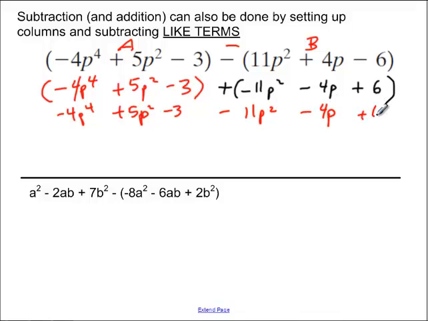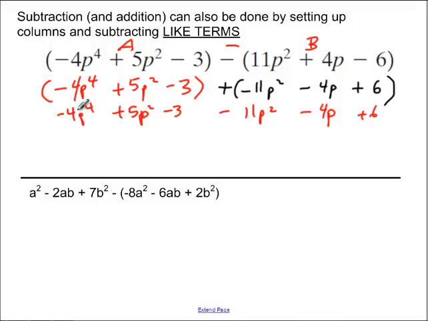And now we can use our line method to go through and say, all right, anything that's common, anything that has like terms, we just add up. Or we can use our columns and say, let's add up all the p to the 4th powers here, p squareds here, p to the 0th power here.